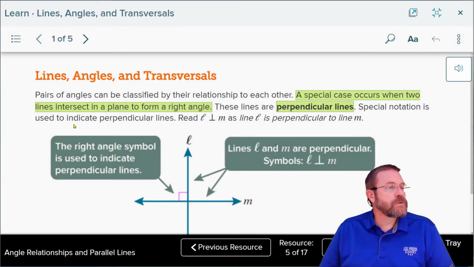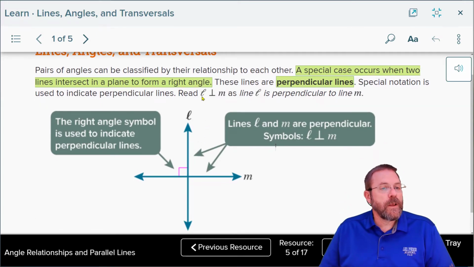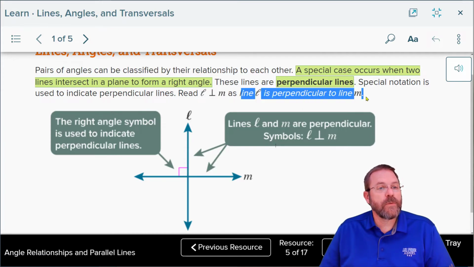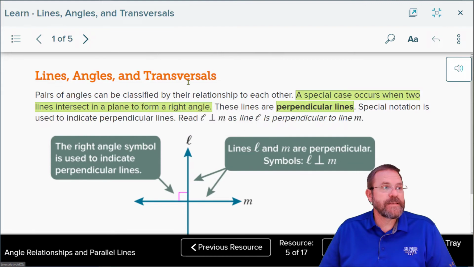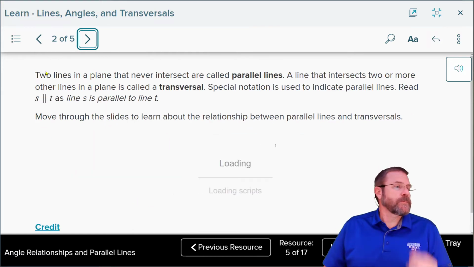Special notation is used to indicate perpendicular lines, and you can read the little L right there as line L is perpendicular to line M, and you can see right there how they have written that out. So I'll use the little red square. There should be no major revelations with that red square. You should be familiar with that to indicate a right angle. And using the symbol says that line L is perpendicular to line M. Easy math here. Let's see what else they have for us.